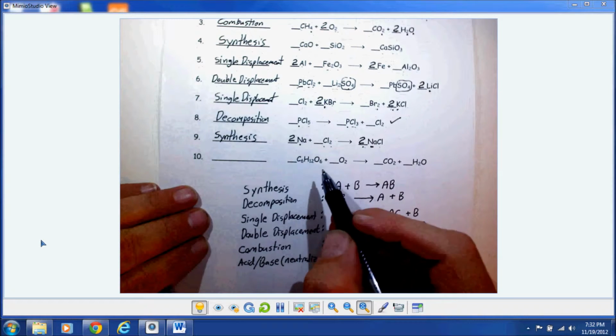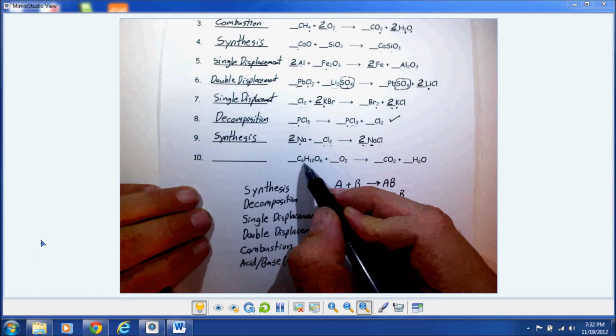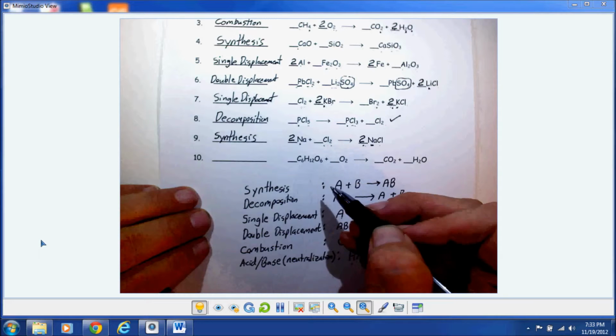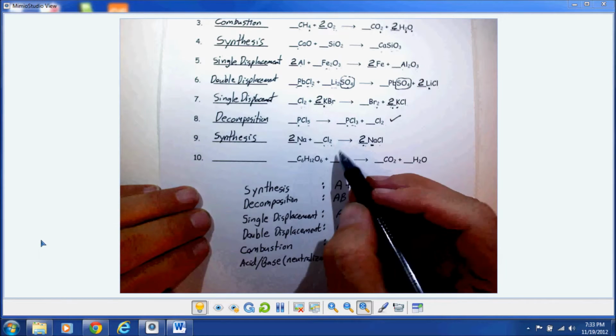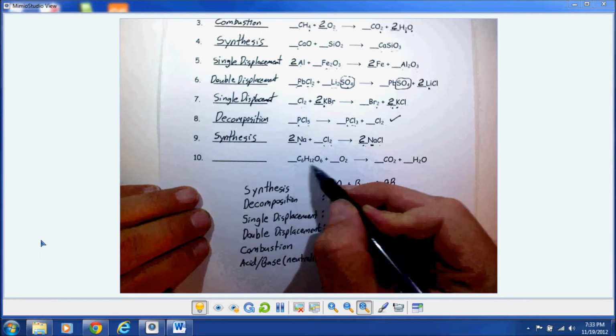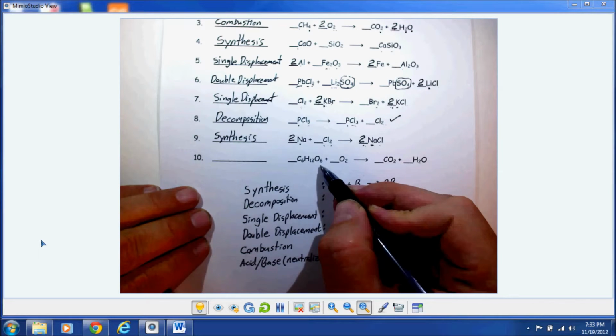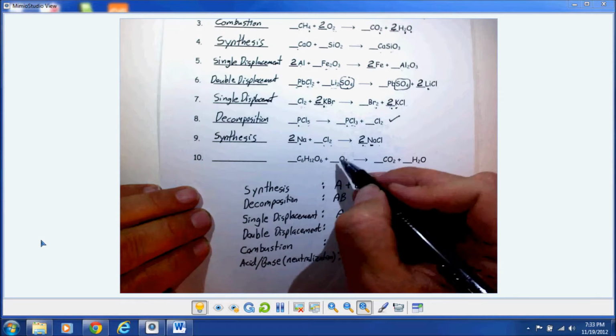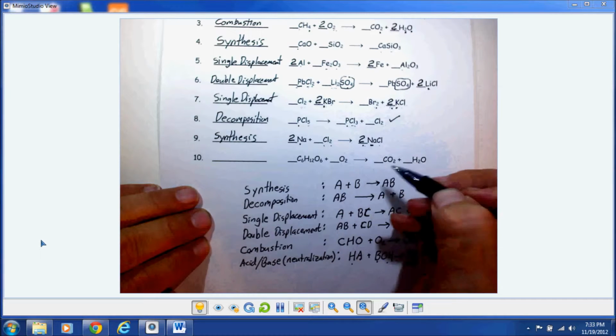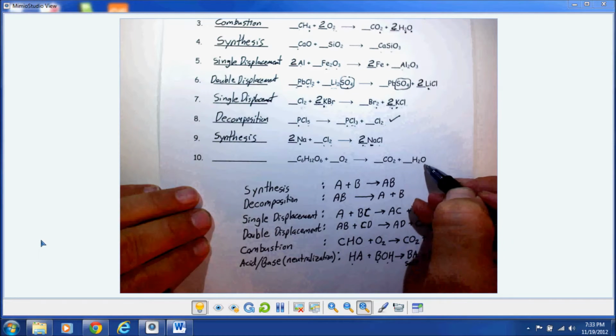The last equation, I have C6H12O6. You'll remember this from biology. This is the molecular formula for glucose, which is a sugar, combining with oxygen to yield carbon dioxide and water.